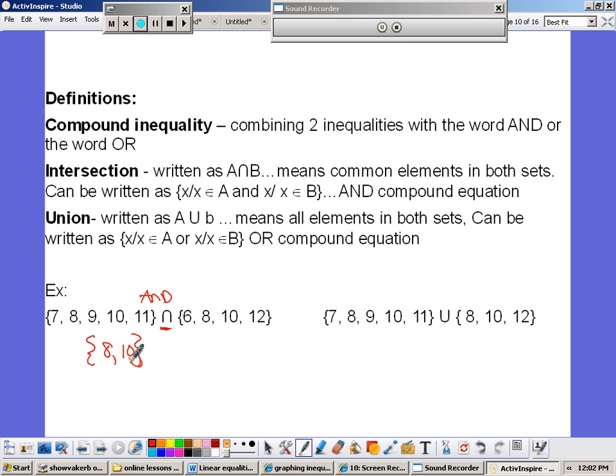In the next one, it's an or, so I don't care if they're in both sets. I just want them in one of the sets, at least. So 7 is in one set, 8 is in both sets, 9 is in one set, 10 is in both sets, 11 is in one set, 12 is in one set. So that is my or. So the difference is, and is looking for the overlapping. It usually looks like it's between two. Or is looking for anything in either of them. They usually are facing apart from each other.